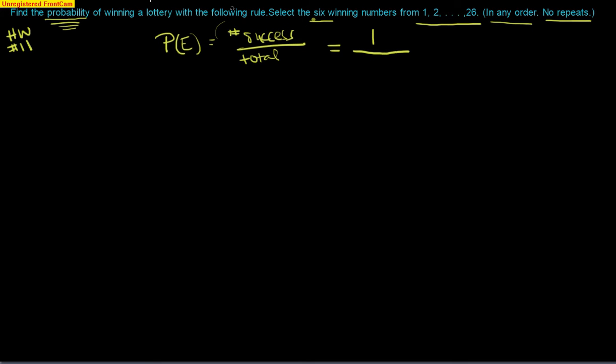Well, here comes the hard part. Out of a total possible outcomes. In other words, how many different ways can you arrange 6 numbers out of a set of 26, or choose 6 numbers out of a set of 26? What are all your possible lottery number choices? You got a big number down here, and this is where the work is.